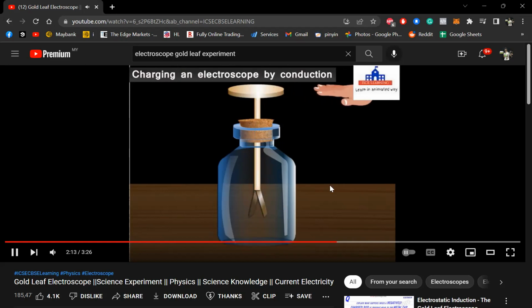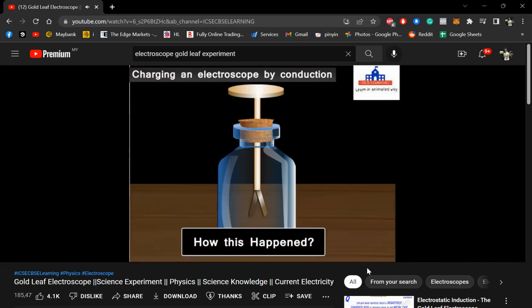And what do you notice? We find that the gold leaves collapse. This indicates that the electroscope is discharged. What happens to the charges?